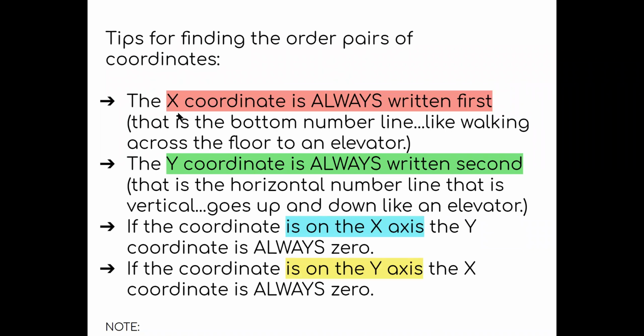So the first thing, the tips. Remember, yes, you guys have got this. Remember, while you're writing your ordered pairs, X and Y, we write it in ABC order. X is always first. Remember to find the X, you're walking along the bottom number line like you're walking across the floor to an elevator. The X coordinate is the one on the horizontal line. The Y is vertical, so that's like getting in the elevator and pressing a number. Are you going up or are you going down? Remember, everything starts at the origin at 0, 0.